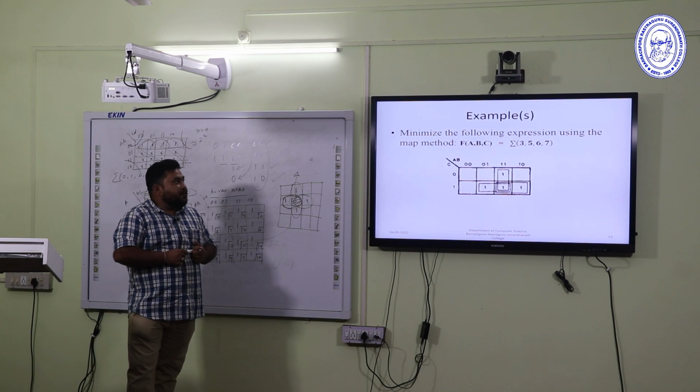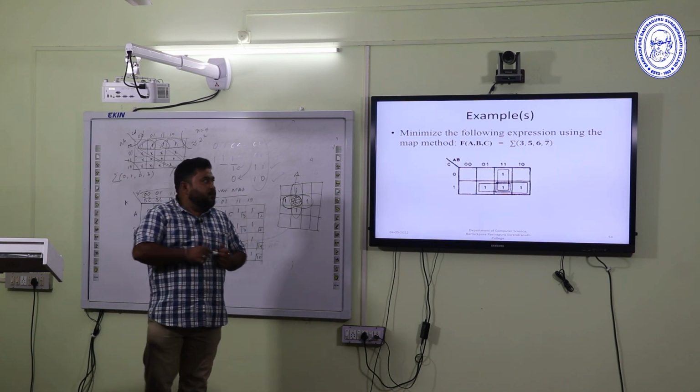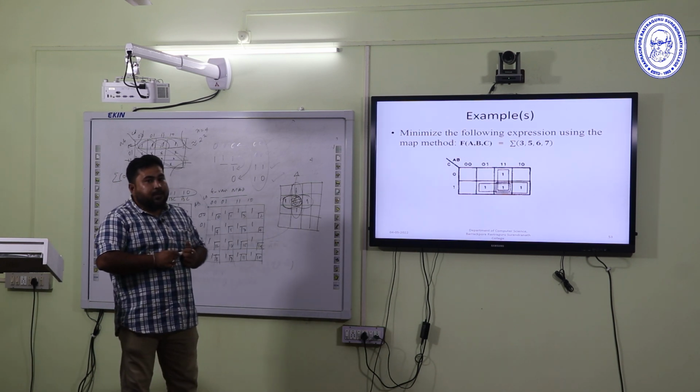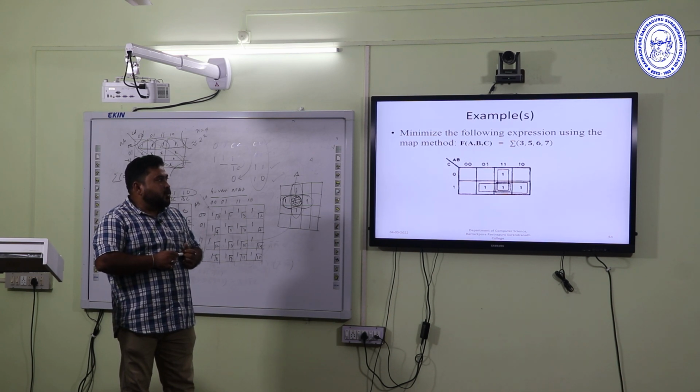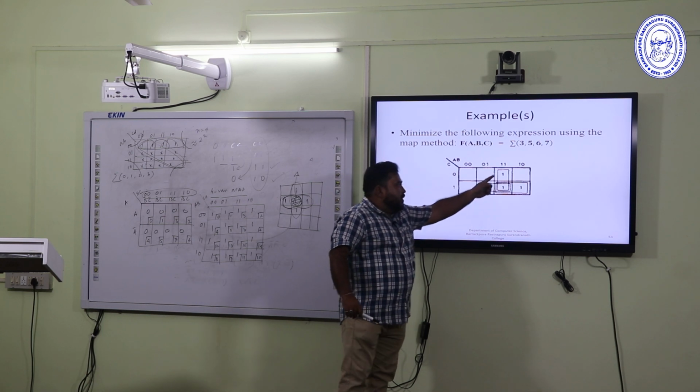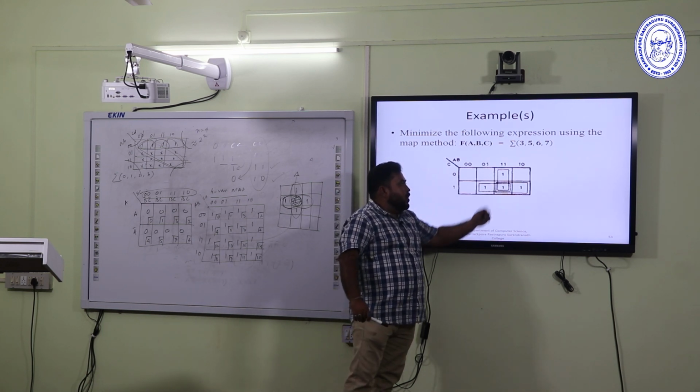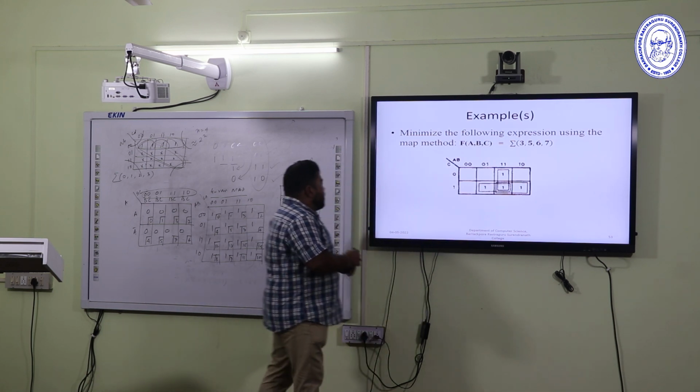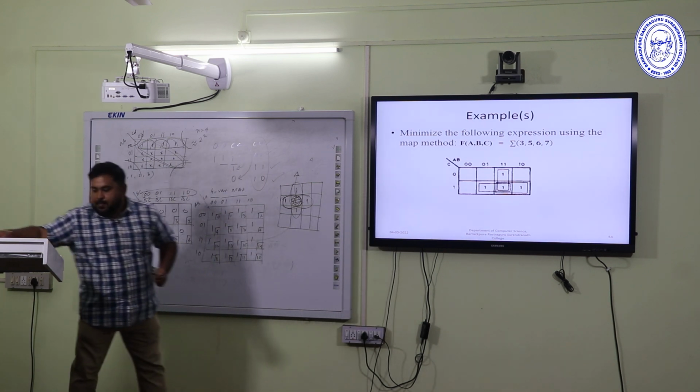And this is an example of a 3-variable function, that is F(A,B,C) equal to sum of minterms 3, 5, 6, 7. Here we are using 3 minterms like that, 1, 1, 1, 1, and 1, 1, and we can get this equation like that.